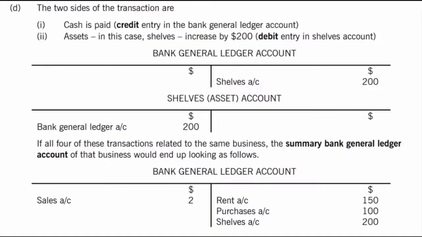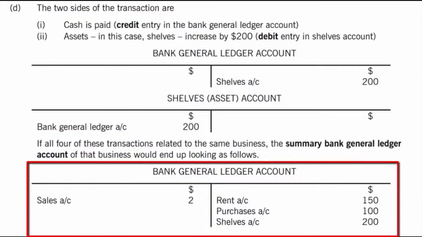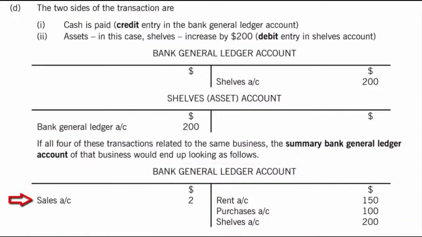Summary of the bank general ledger account. After recording all 4 transactions, the cash account would look like this. Bank general ledger account, cash. Debit side, left: $2 for the cash sale. Credit side, right: $150 for rent payment, $100 for the purchase of goods, $200 for the purchase of shelves.